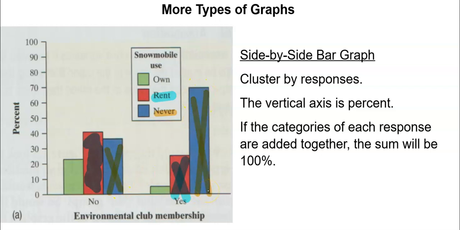Now this is what we call a side-by-side bar graph. You cluster your bars by response. So all three of these bars said no. All three of these bars said yes. My vertical axis is always going to be a percent. So I don't know the number that said no, but I can break down the numbers individually right here. If the categories of each response are added together, the sum will always be 100%, because I need to know 100% of the people that said no and 100% of the people that said yes.